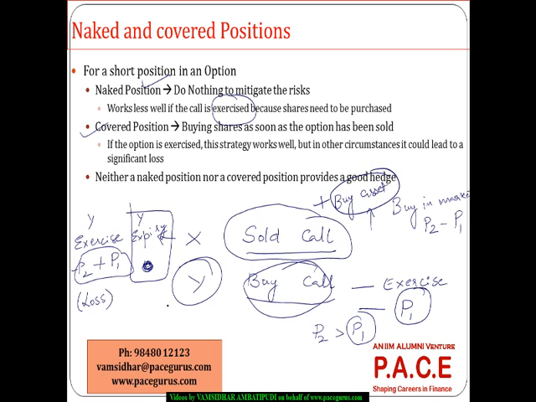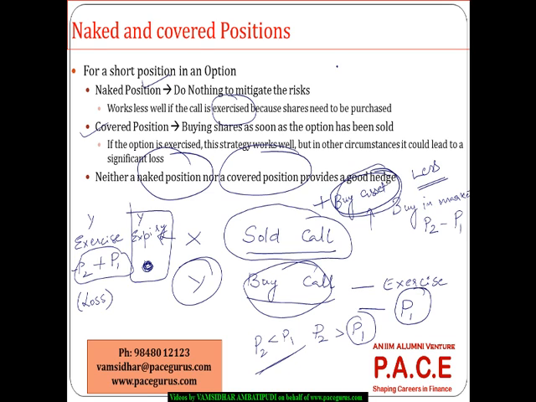But if Y is expiring, is not exercising the call, when will Y not exercise the call? Typically when the market price is below P1, below the strike price, then he will expire it. And if he is expiring it, I am holding an asset whose value is much lesser, right? The asset which I have bought, the value has gone down. So I'm losing out on that. So that is where a fully covered position is also not doing any kind of mitigation for my risk. Which means neither a naked position nor a covered position is providing a good hedge for me.